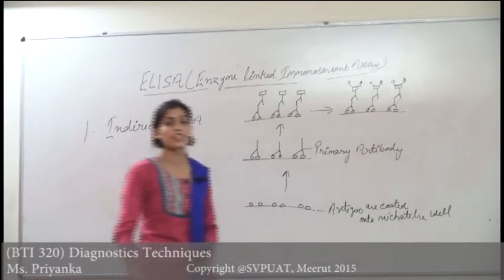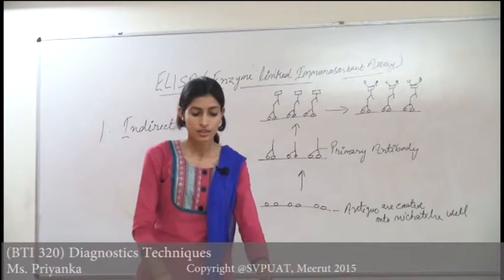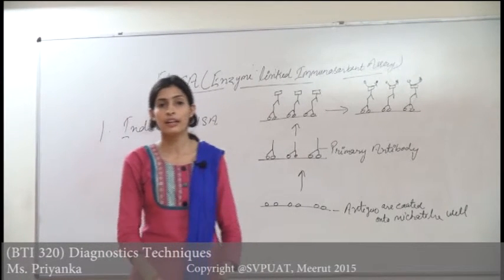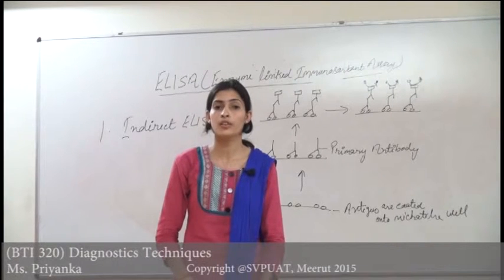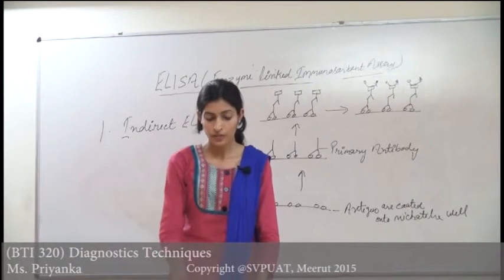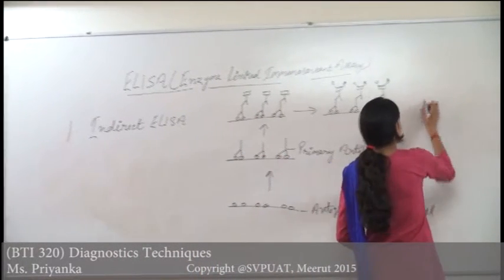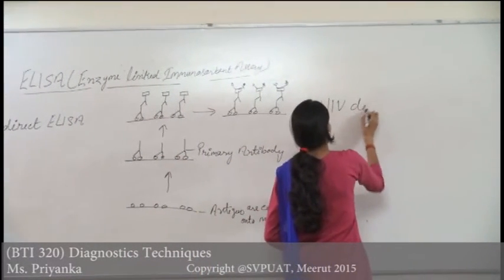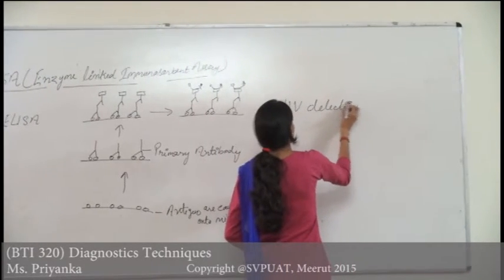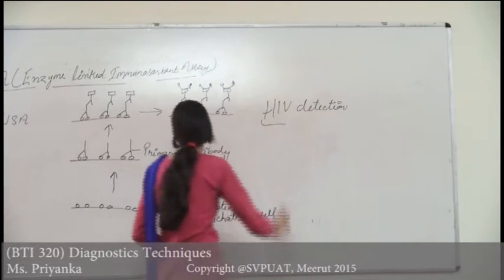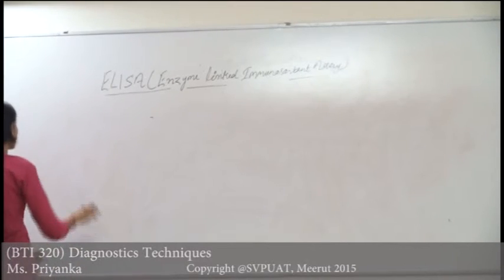Then we measure the intensity of the color, and after measuring the intensity of the color, we can determine the concentration of particular antibodies in our sample. We can use this type of ELISA for detection of, for example, HIV. For HIV detection, we can use indirect ELISA. Second is sandwich ELISA.